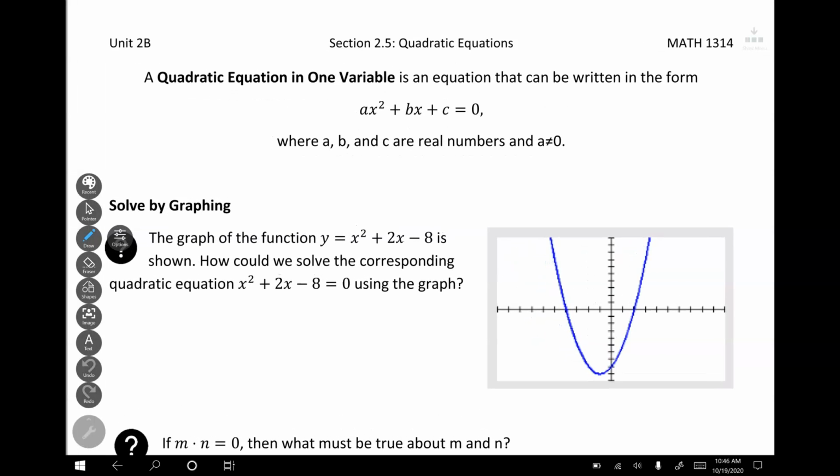We're going to be looking at solving quadratic equations. So what is a quadratic equation? We're specifically looking at one variable here, but it's an equation that can be written in the form ax squared plus bx plus c equals 0, where a, b, and c are real numbers and a does not equal 0. The reason a can't equal 0 is because if a equaled 0, that whole term would equal 0, and you would actually be left with a linear equation. So quadratic equations have to have that highest exponent being 2, so the degree has to be 2.